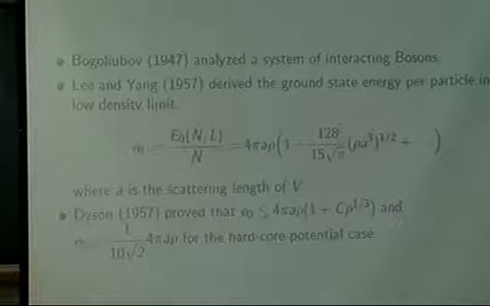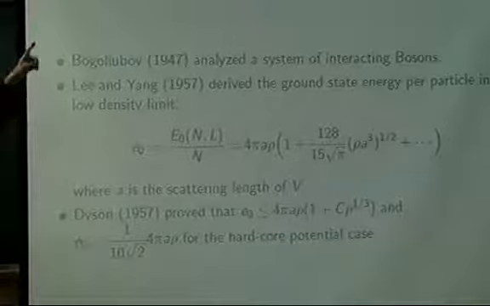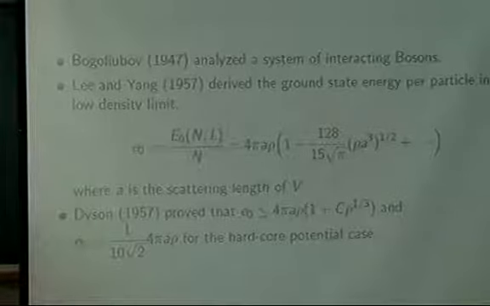So there's a history. In 1947, Bogoliubov first analyzed this system of interacting bosons. I'm going to omit the description of bosons and fermions here because that's just physical. It's also irrelevant here because the ground state energy of both gases is the same without any conditions. But for physicists, it is meaningful.